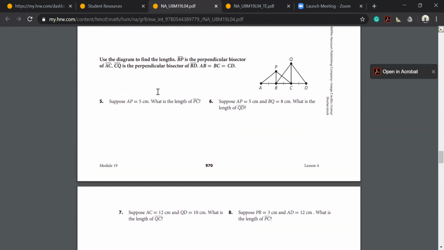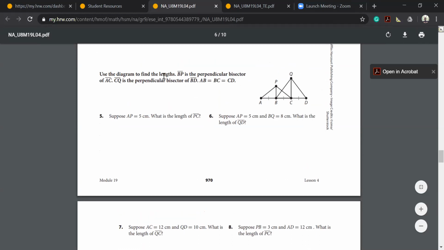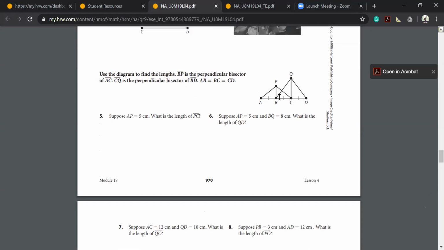Okay, question 8 is related to this figure. As you can see in this figure, we have two triangles, APC and BQD. And what's required? Use the diagram to find the length. BP, this thing here, is the perpendicular bisector of AC. It means that AB is exactly equal to BC and that this angle is 90. So using the perpendicular bisector theorem, I know that PA should be equal to PC.